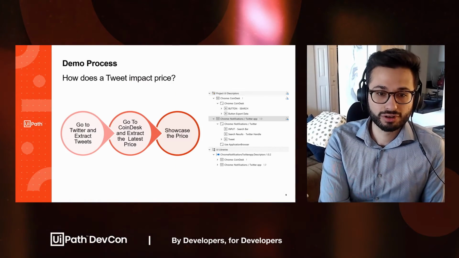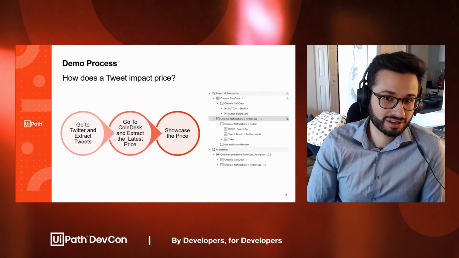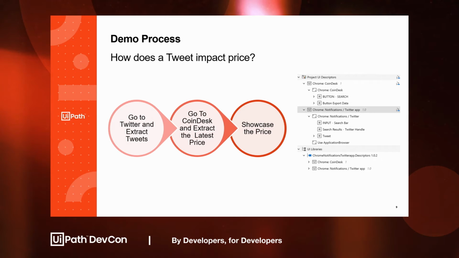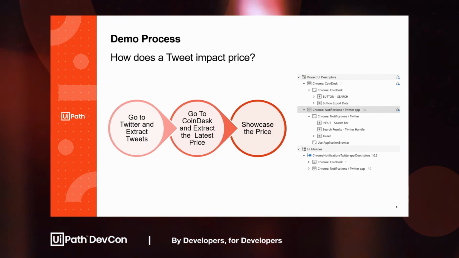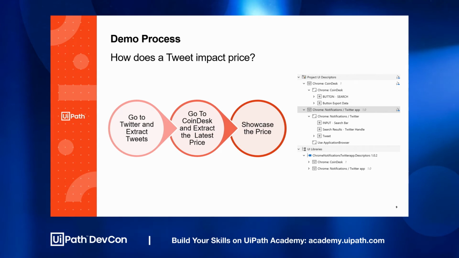So what we will show in this demo is how a tweet impacts price. We will go to Twitter, go to Elon Musk's profile, and extract some of his tweets. Then we're going to go to CoinDesk and extract the latest price of Dogecoin, everyone's favorite. Then we're going to run a sentiment analysis using AI Center and showcase the start price, the end price, what the tweet was, and what the sentiment in Elon Musk's tweet was that specific day.